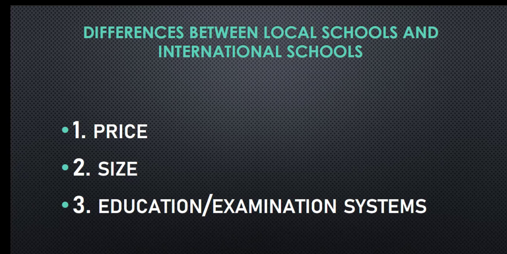And when it comes to international schools, there are just so many types of international schools. For example, there is the Oxford examination or education system, there is also the Cambridge education system, there is also American, British, and there's so many.